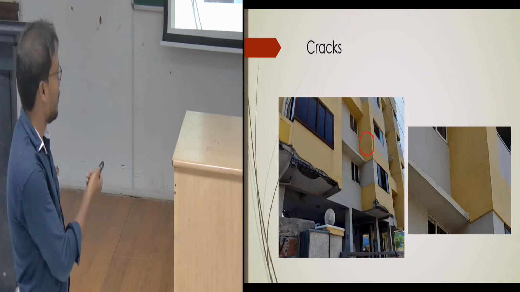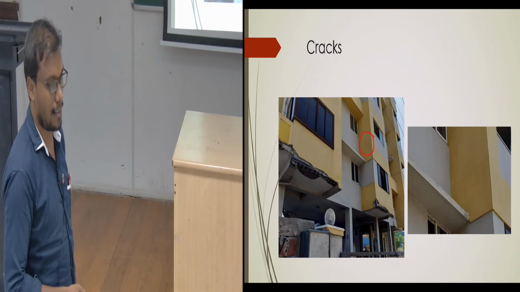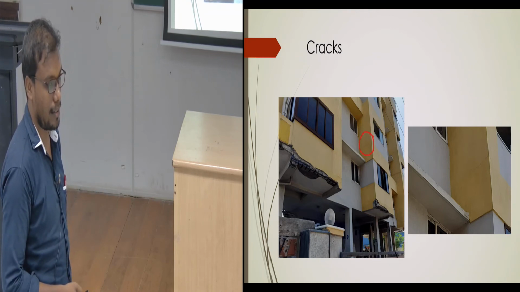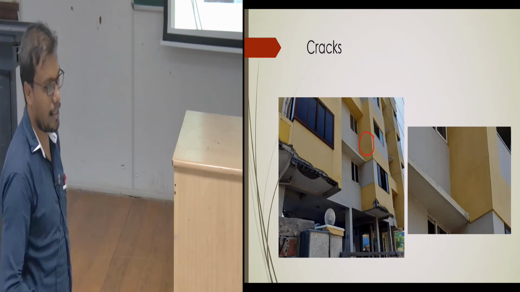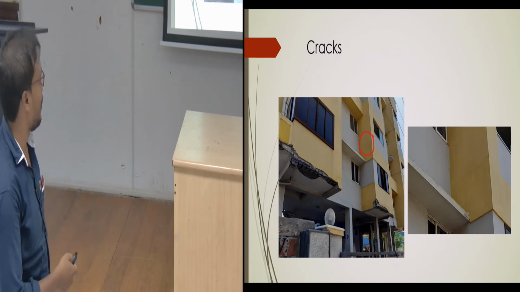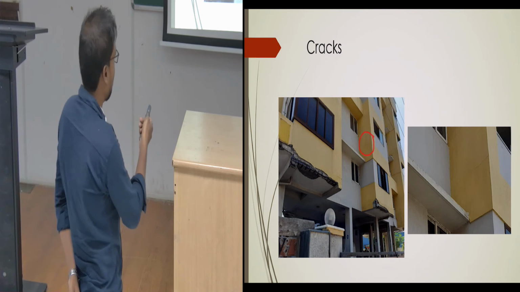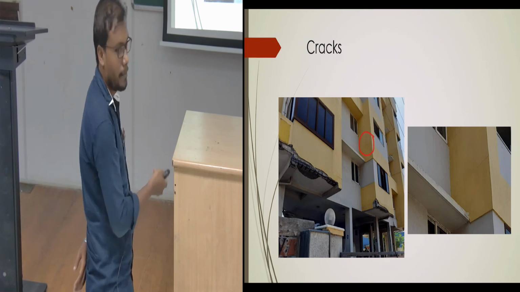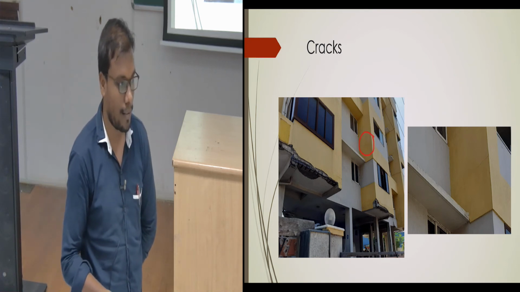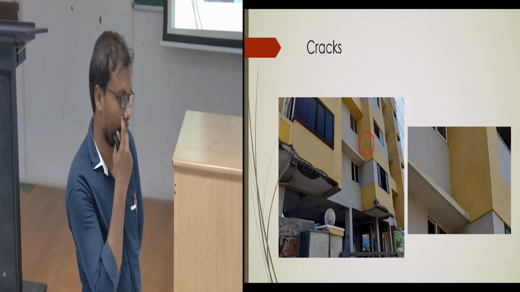On the other side is a multi-story building. How many stories? Four. This is the other side of that building. You can zoom in on this part. Are people living inside? Yes, they are living there, it seems.